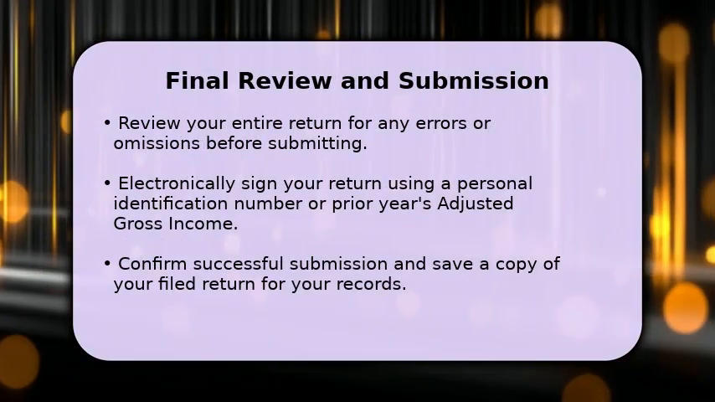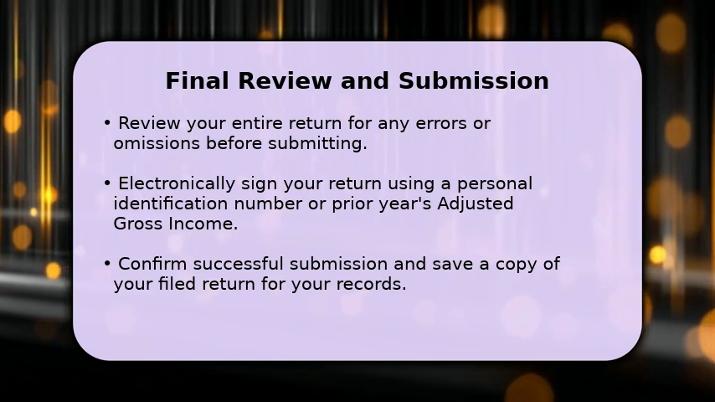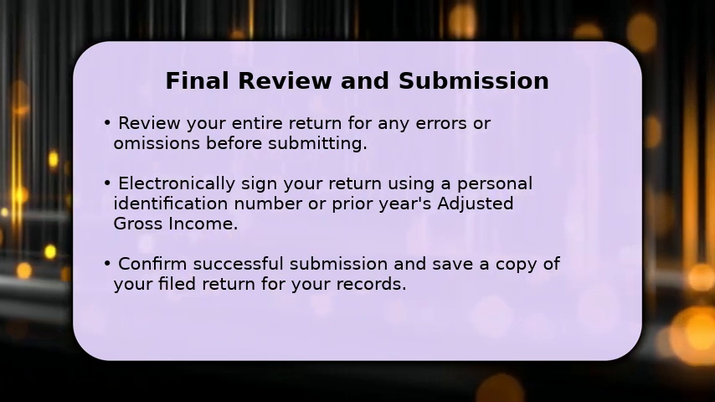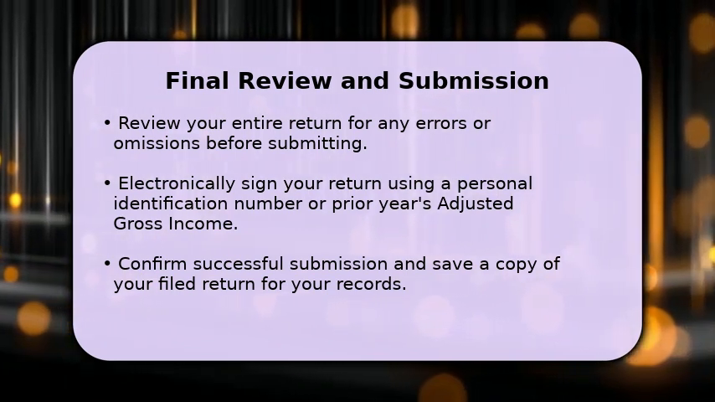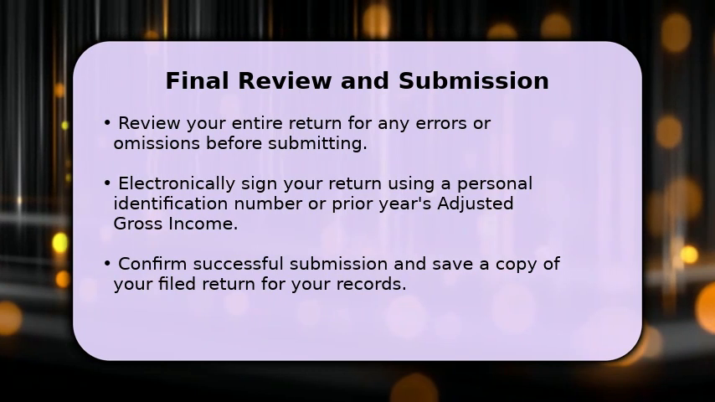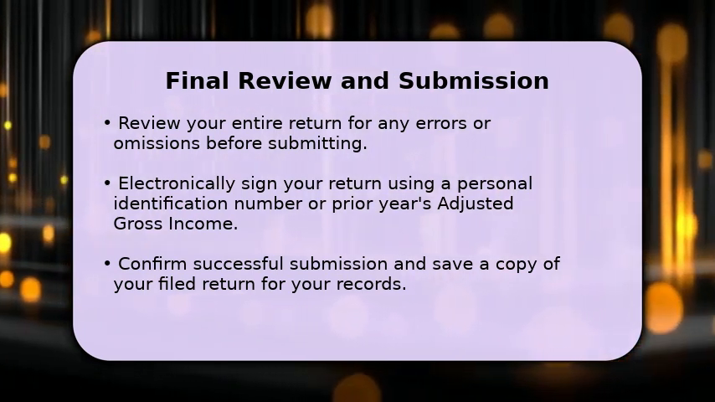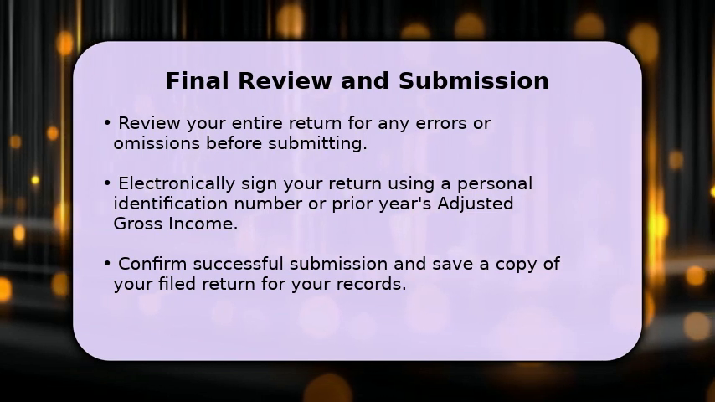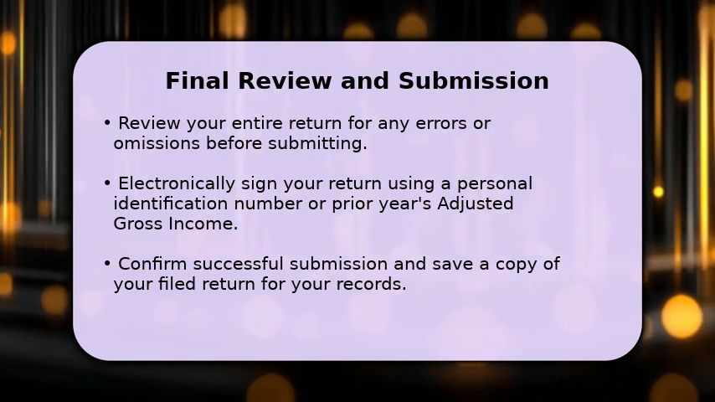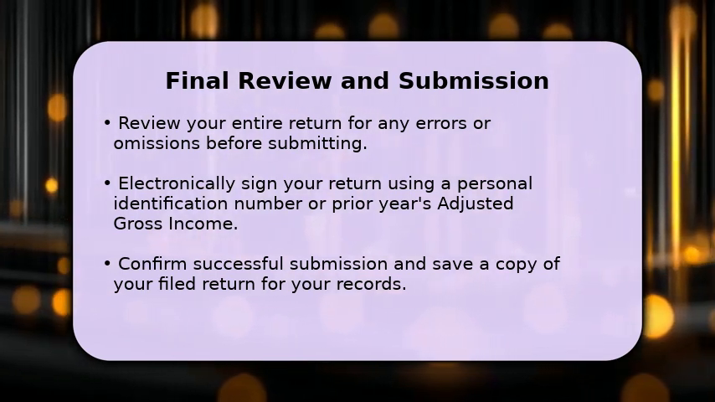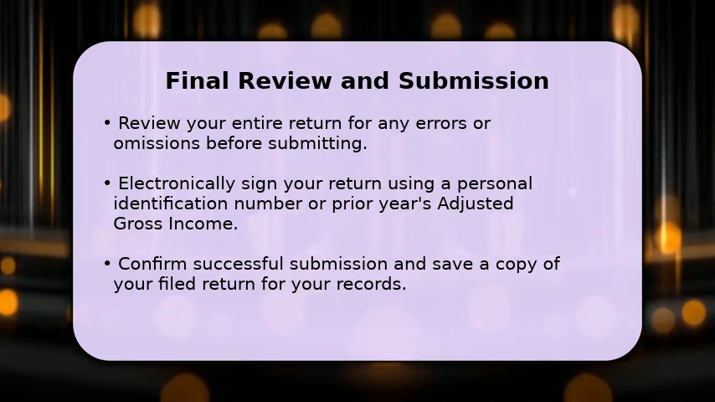The final step is critical. Carefully review your entire tax return for any potential errors or missing information. Many software programs offer a final check feature to help you. Once confident, you will electronically sign your return, often using a 5-digit personal identification number or your prior year's adjusted gross income. After submission, confirm that your return was successfully received, and remember to save a digital or printed copy for your personal records for at least 3 years.